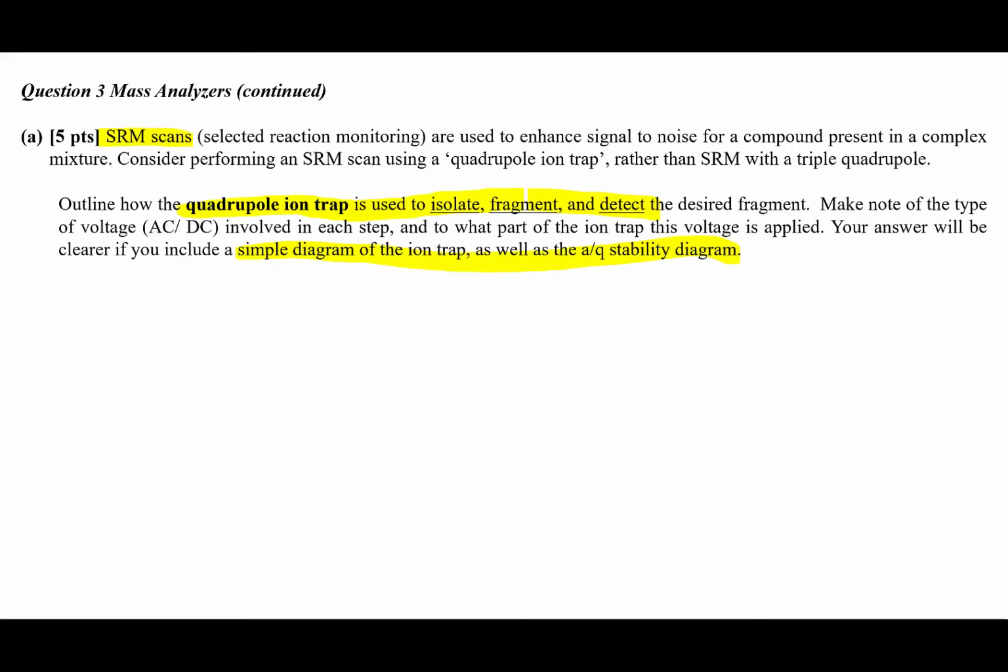Okay, continuing now with mass analyzers. Now we're going to talk about a quadrupole ion trap, and specifically how we use the quadrupole ion trap to do an SRM type scan, selective reaction monitoring, which we normally talked about, what we did talk about in the context of a triple quad. So now let's just say, how can we do an SRM scan with a quadrupole ion trap?